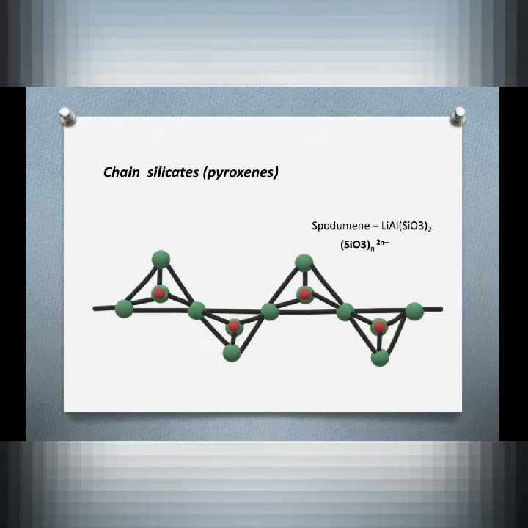Hence for chain silicate it has to be kept in mind that the repeating unit formula is (SiO3) whole n, and the negative charge of this structure will be 2n minus.